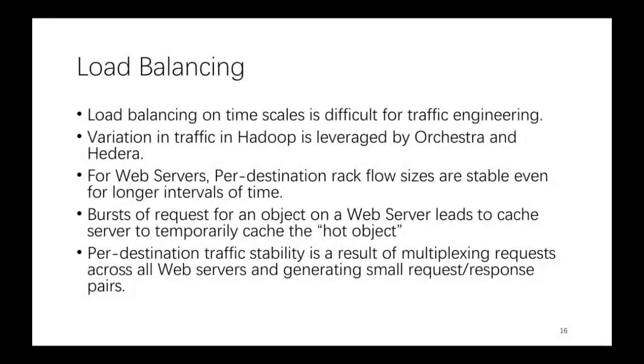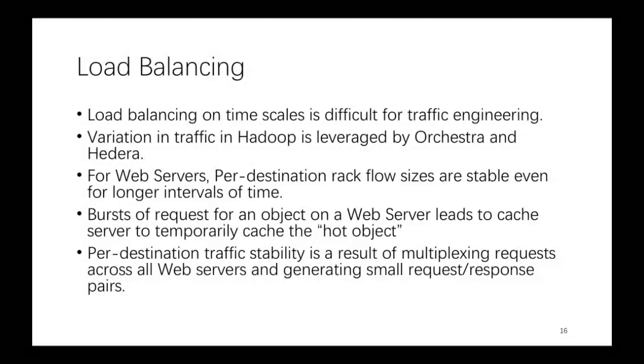The largest share of cache follower traffic are responses bound for web servers. We find that the per-destination-rack flow sizes are remarkably stable across the web servers, and all of the flows are within a factor of 2 of their median size.